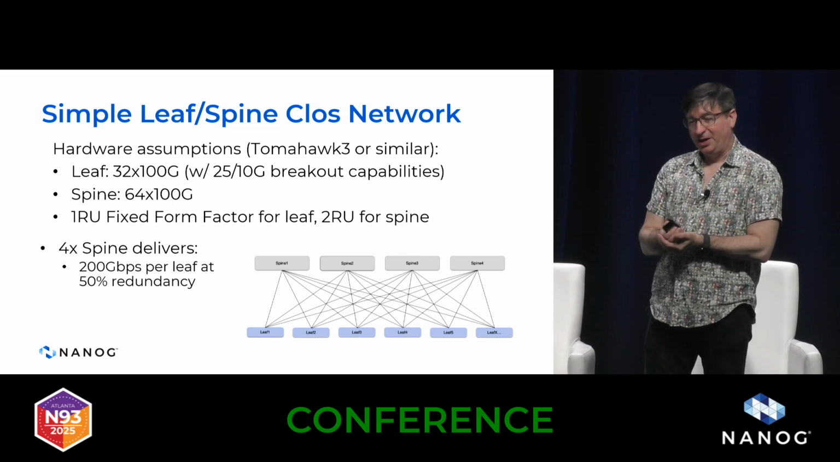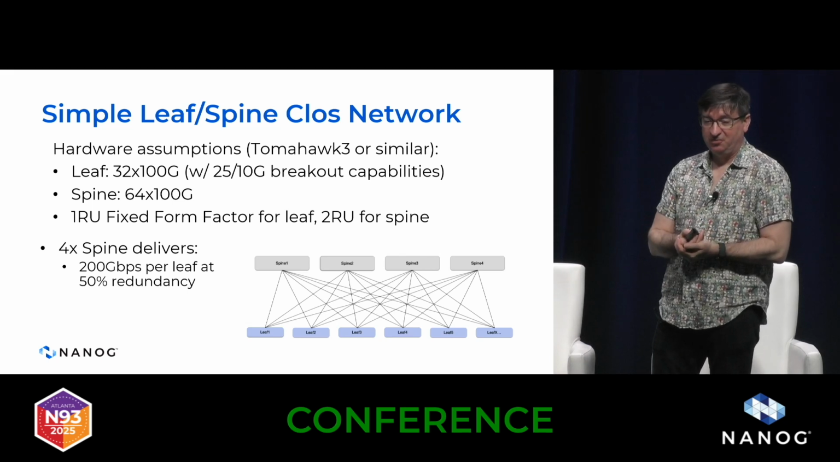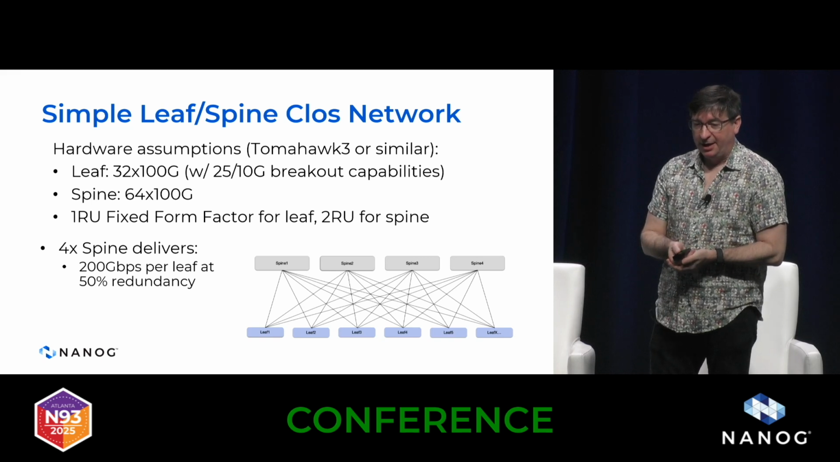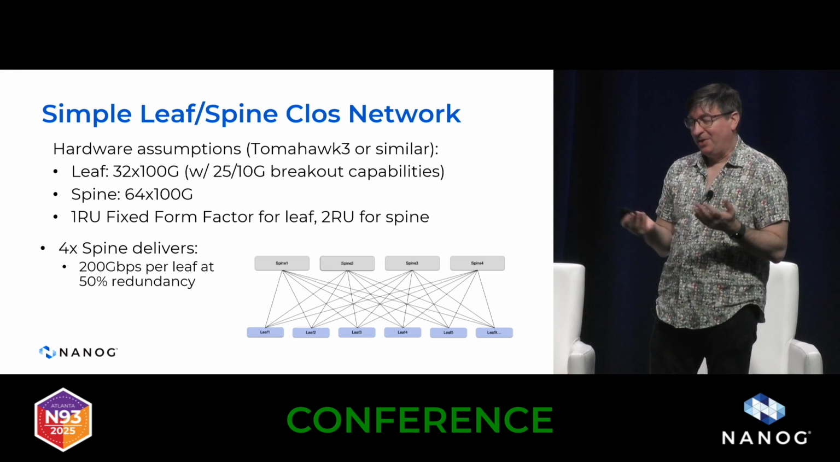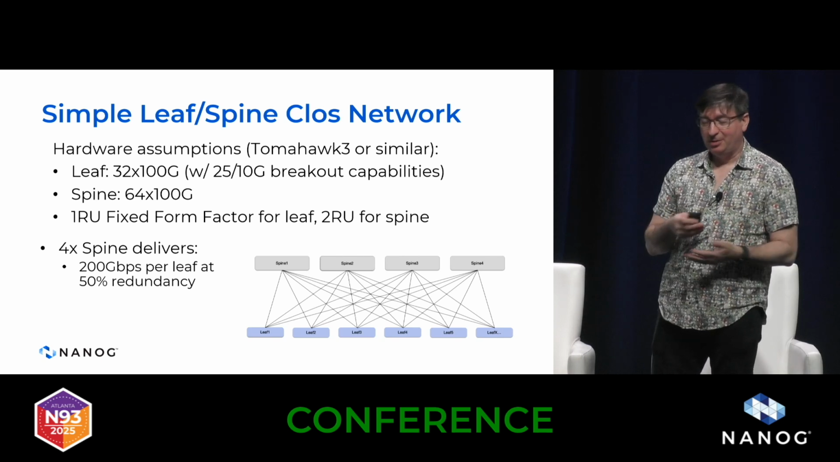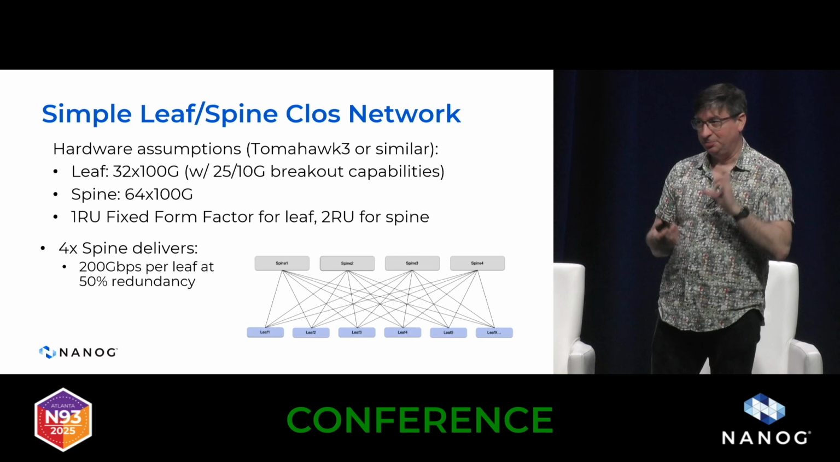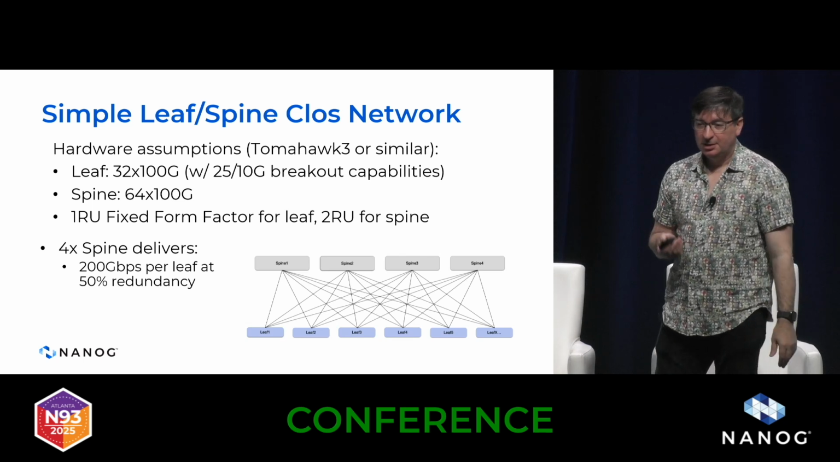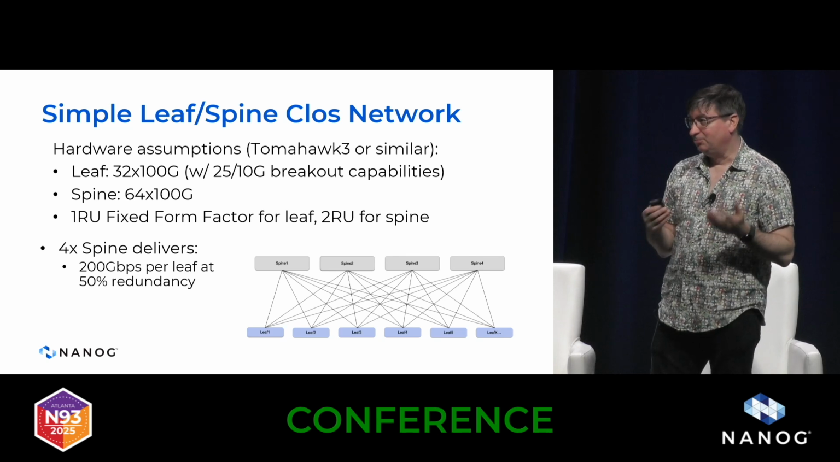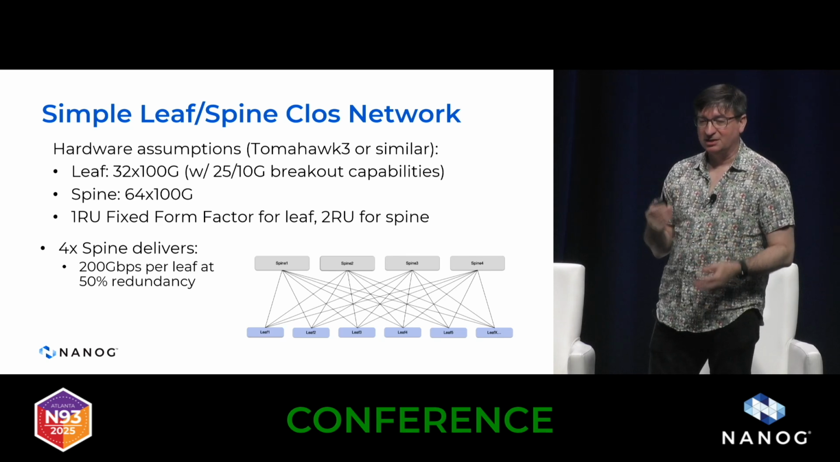Again, with a 32 by 100 or a 64 by 100 gig in your spine and 1 rack unit fixed form factors. I'm not going to talk about chassis much in this at all. Most of these designs are going to assume pizza boxes, either 1 RU or 2 RU pizza boxes, and definitely mid-level hardware at this point.